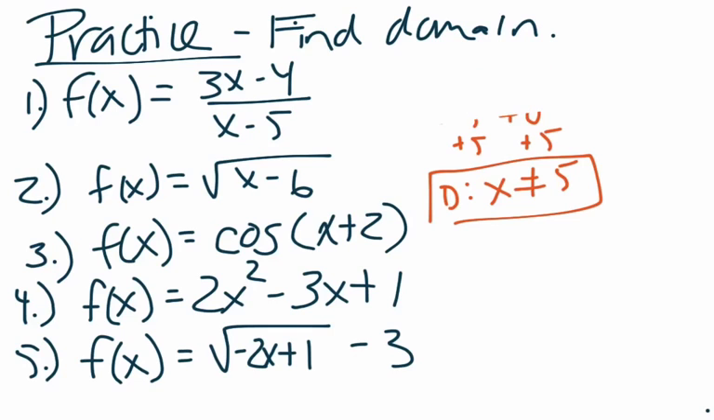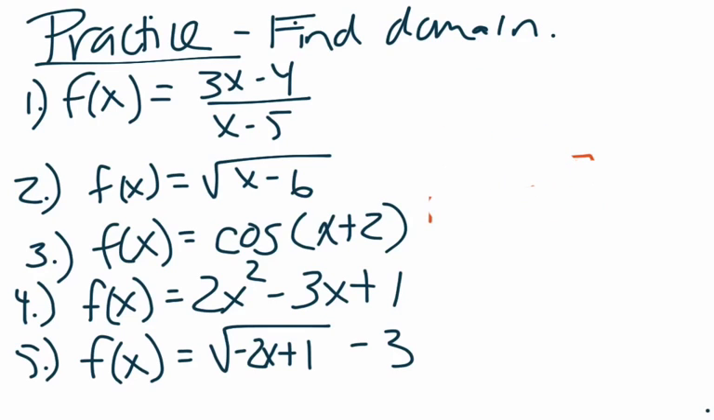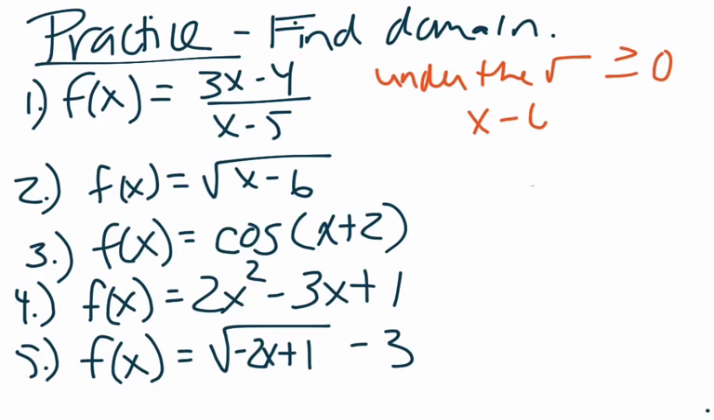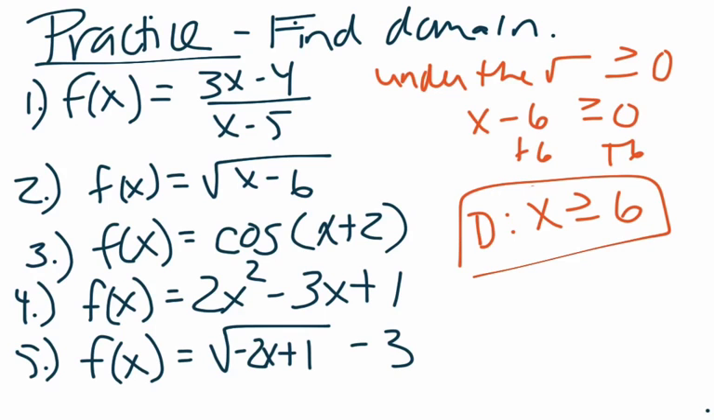Second one, you ask yourself, is there a fraction? Nope. Is there a square root? Yes. And the key with that is that what is under the square root has to be greater than or equal to 0, which in this case is x minus 6. Add 6 to both sides, and x is greater than or equal to 6. Ta-da! There you go. There's the second one.